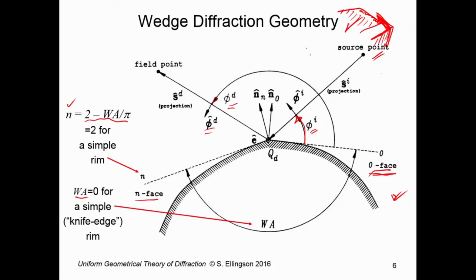Also, because we have two faces to make this wedge, we have two surface normals at the edge. There is a surface normal n hat sub 0, which is perpendicular to the 0 face, and we have n hat sub n, which is perpendicular to the n face. So we have two surface normals there because there's a discontinuity in the curvature at the point where the edge exists, q sub d. And these turn up at various places in the diffraction coefficients.